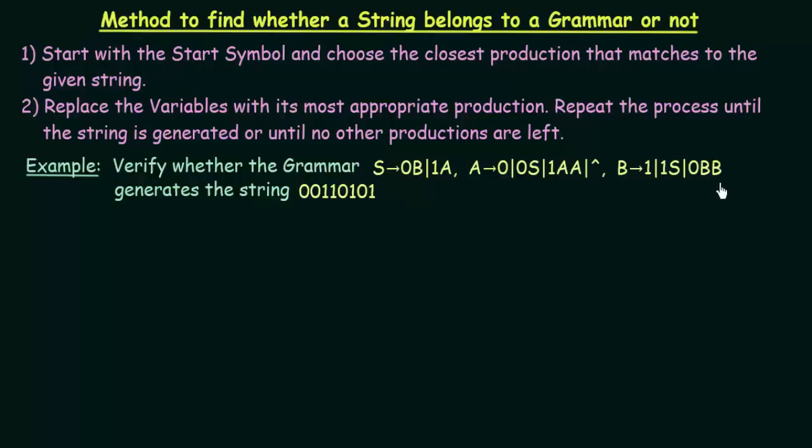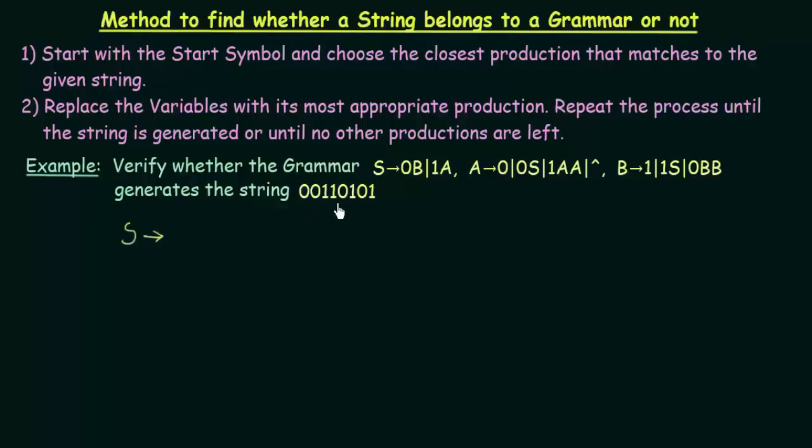So this is the production of our grammar, and we have to check whether this string given here belongs to this grammar or not. That means, whether the grammar given here can generate this string or not. So let's see if this string can be generated by this grammar. The first step says start with the start symbol. Here S is our start symbol.